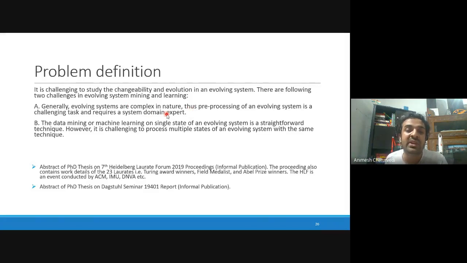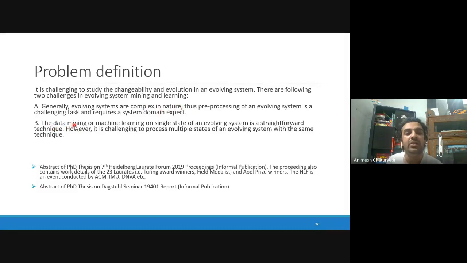So only a system domain expert can do it. Like in the case of a software system, you need a software engineer to do its pre-processing. In the case of an electronic system, you need an electronic engineer to do its evolving system processing. So pre-processing of an evolving system belonging to some software can only be done by a software engineer, and an expert of natural language could only do the evolution and pre-processing of that evolving natural language document. So that's the tricky part, pre-processing of multiple states.